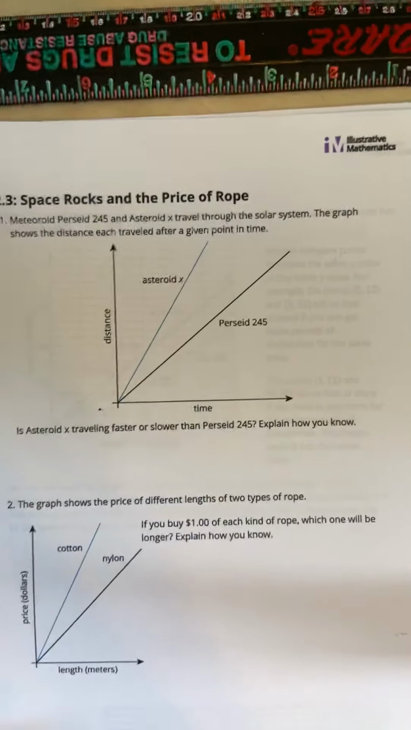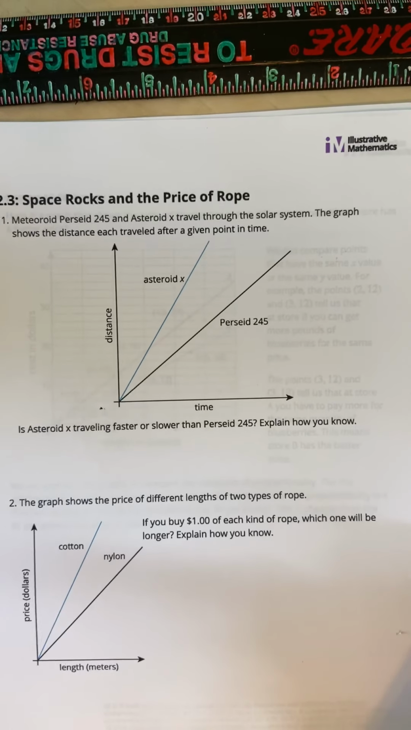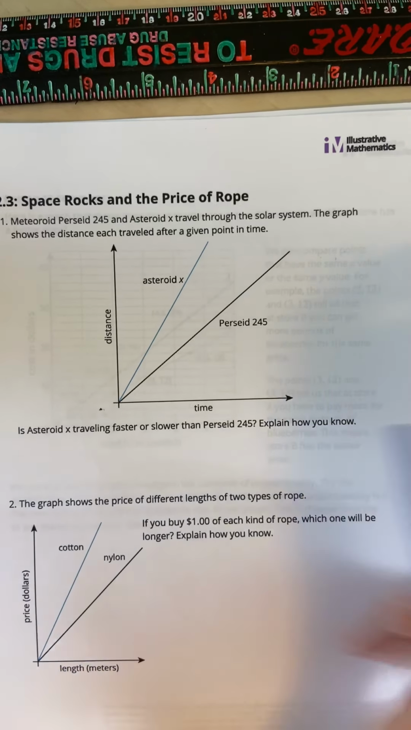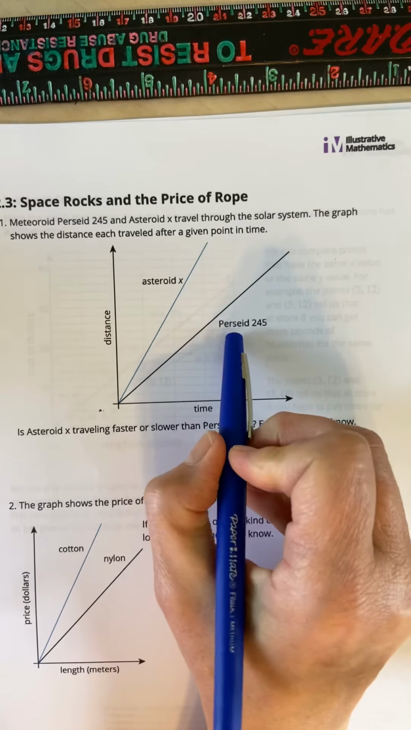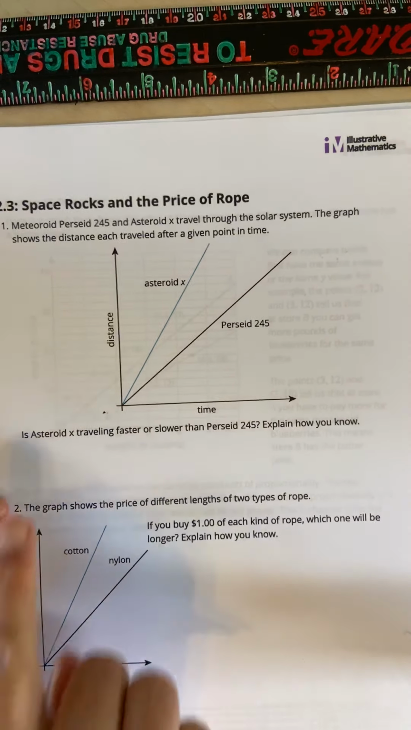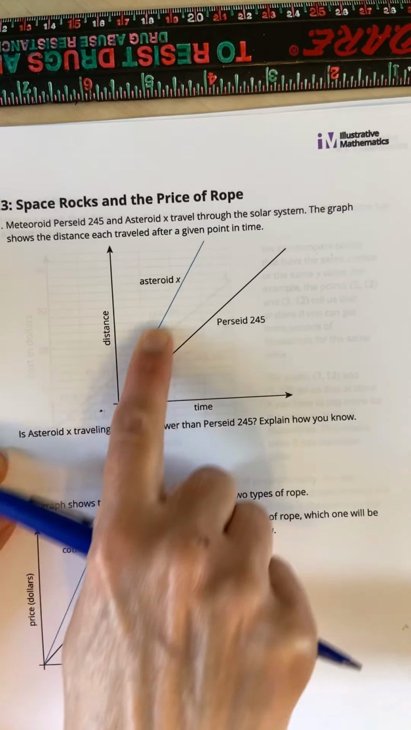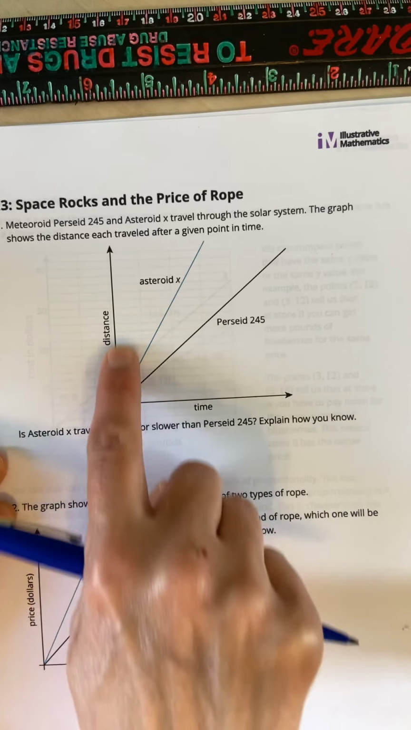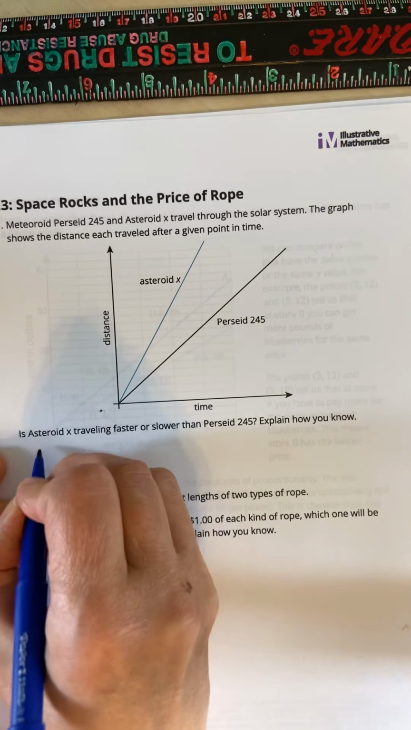It says, meteoroid Perseid 245 and asteroid X traveled through the solar system. The graph shows the distance each traveled after a given amount of time, okay? Here's the asteroid. Is asteroid X traveling faster or slower? If you look at this, this is time, how long it takes. This is how far he went. So definitely he's traveling faster.